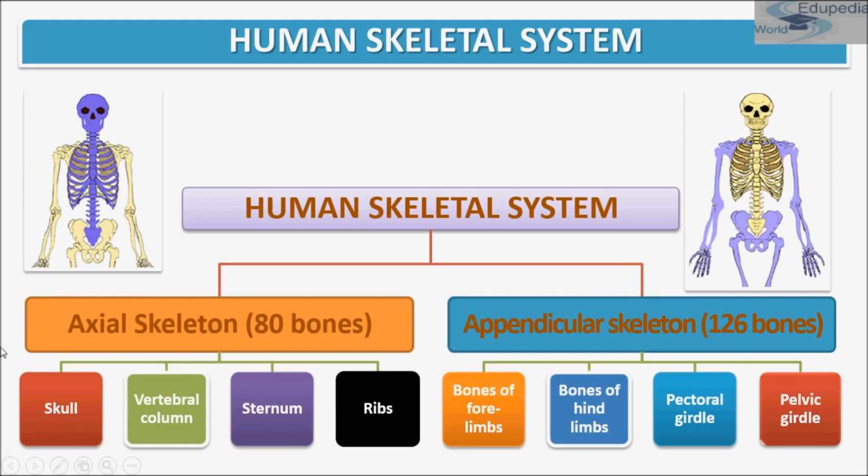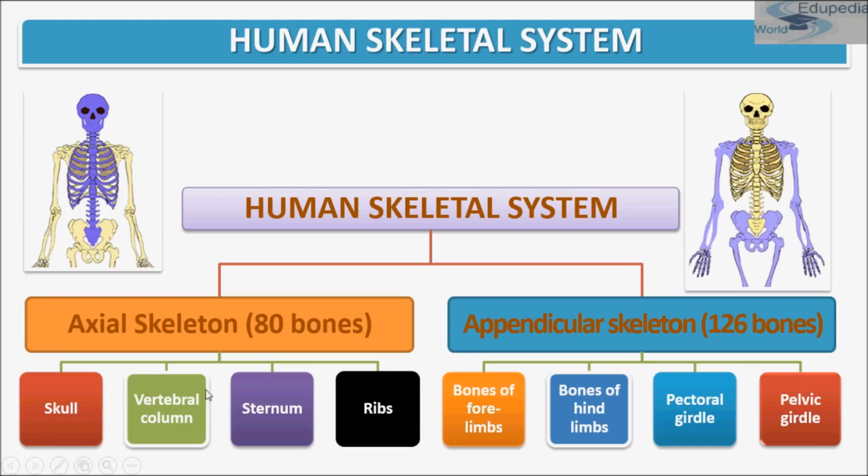Please note that the axial skeleton consists of four categories. First is the skull, second is the vertebral column, third is the sternum and fourth is the ribs. First is the skull. The skull is the endoskeleton of the head and it lies at the upper end of the vertebral column. And the skull consists of four portions: the cranium, face, hyoid and sensory capsules. The skull is made up of 29 bones.